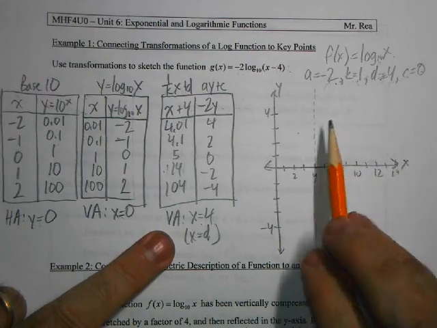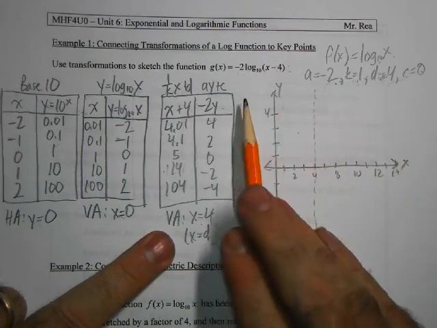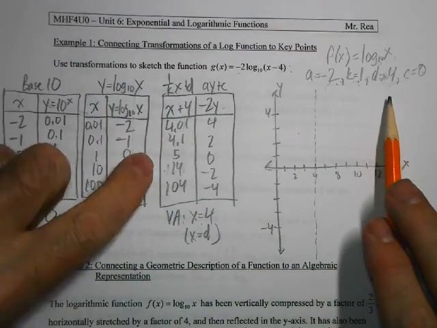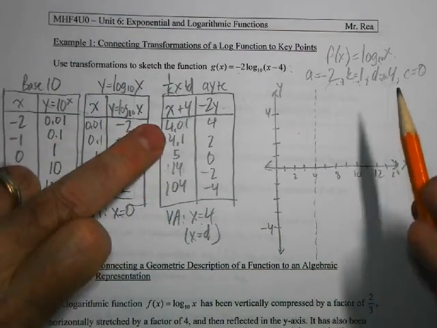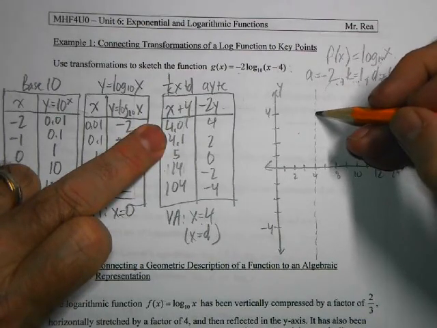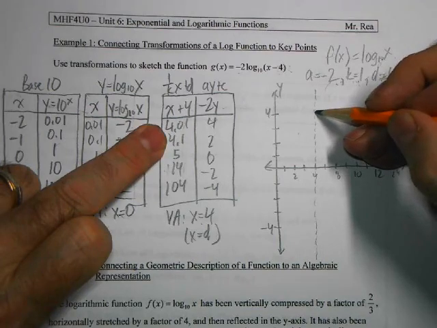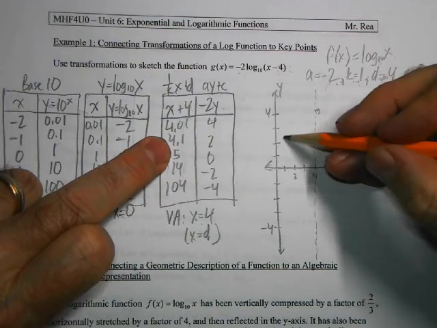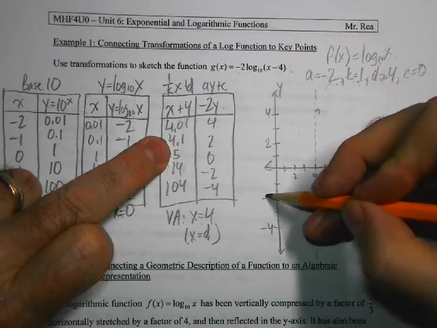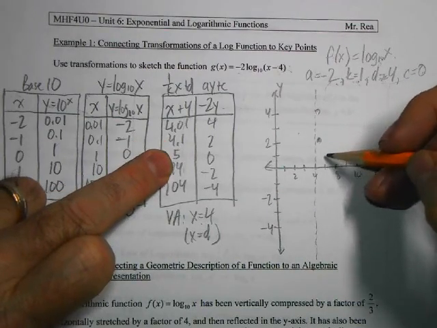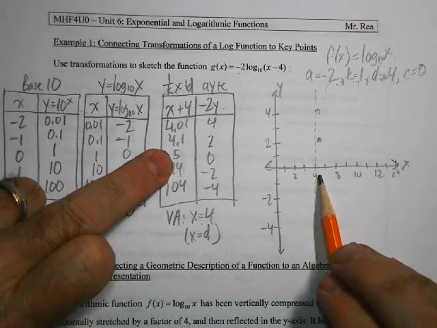Okay, so all my points will either be on this side or this side, and I can tell from the x values they're going to be on this side. So my first point is 4.01, so just to the right of this, and 4, so something like this. And then 4.1, which is a little bit more, but that's down to 2. This would be 2 here. And then 5, 0.